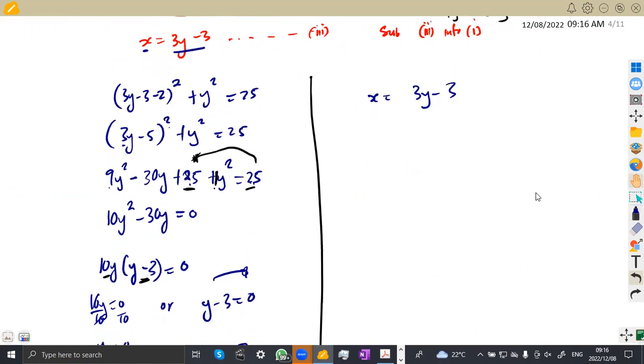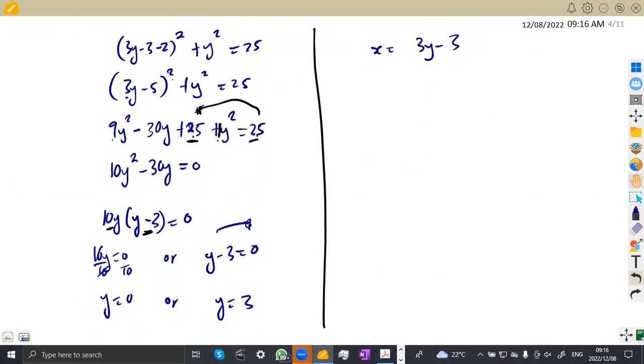And we have the values of y that we determined here. The first value of y is 0. So you're going to substitute that: when y is equal to 0, x is equal to 3 into 0 minus 3. So that's x is equal to 3 times 0, that's 0, minus 3, which is negative 3.